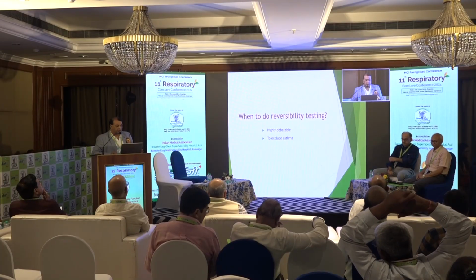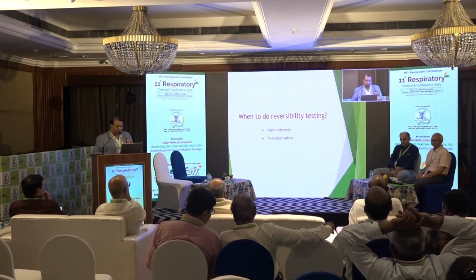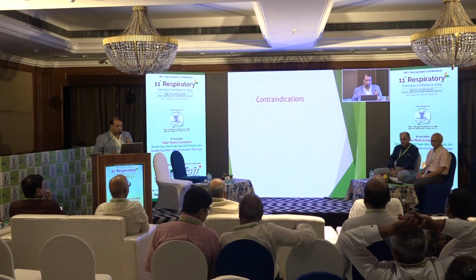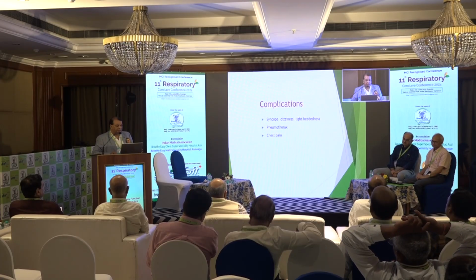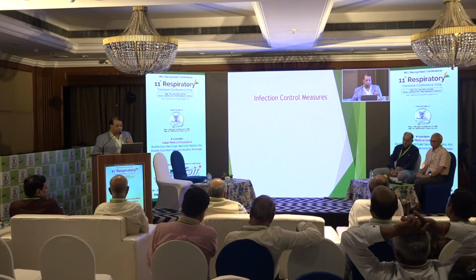And when we do the reversibility test, high reversibility helps exclude asthma. The contraindications are very important. Absolute contraindications and relative contraindications: hemoptysis, pneumothorax, unstable cardiovascular status, recent myocardial infarction, thoracic, abdominal or cerebral aneurysm, and nausea and vomiting. Recent eye surgery, recent thoracic or abdominal surgery should be avoided. The complications are generally syncope, dizziness, pneumothorax, chest pain, coughing, bronchospasm. Infection control measures should always be taken care of.